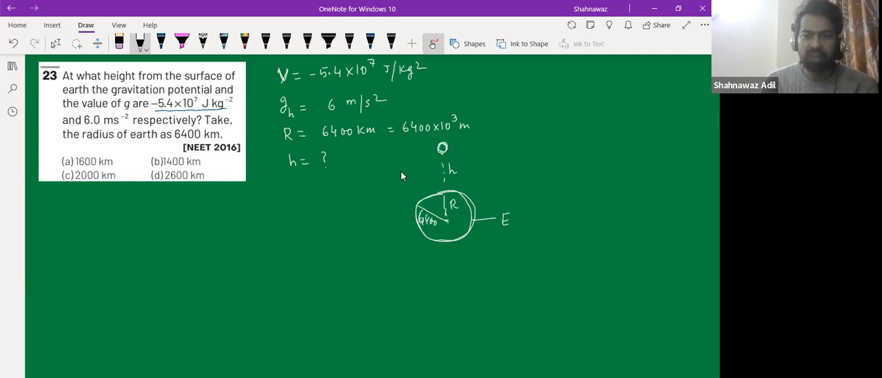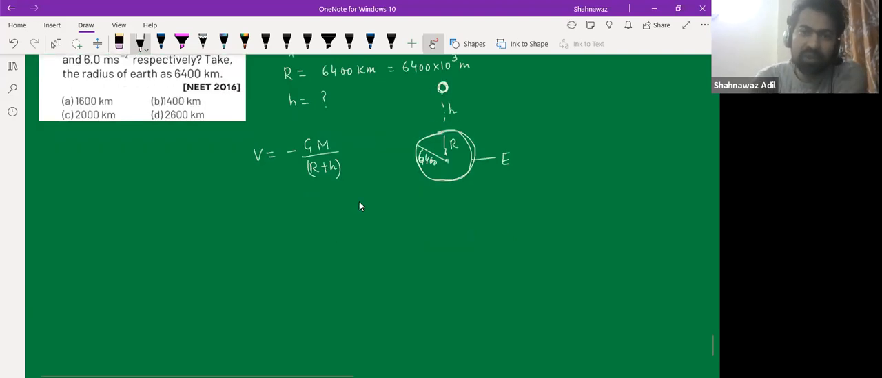What would be the gravitational potential due to this earth, experienced at this point? So that V would be minus GM divided by R plus H. Right, so this is the value: V is minus GM by R plus H. And what else do we know?